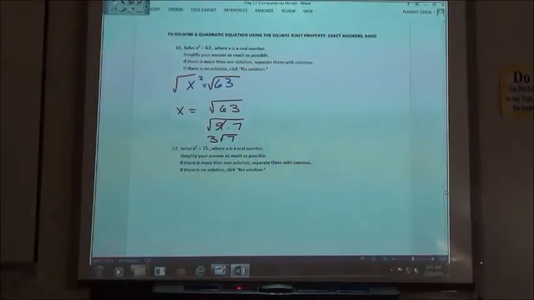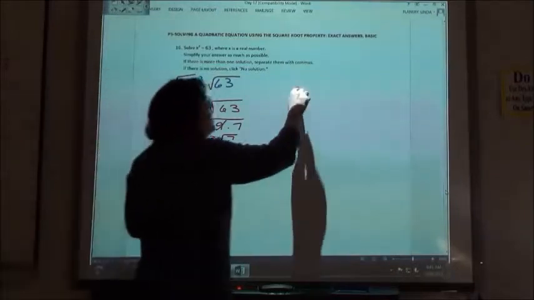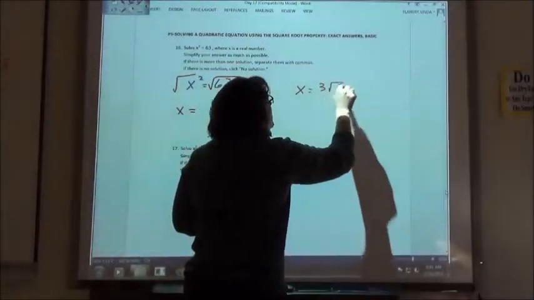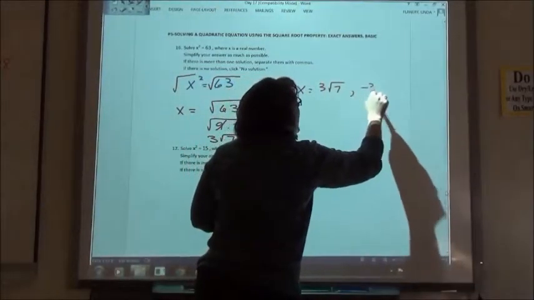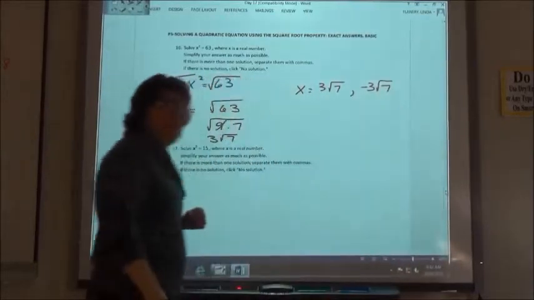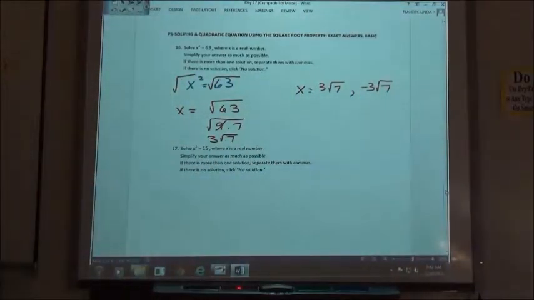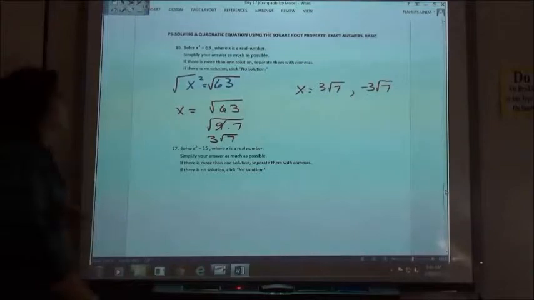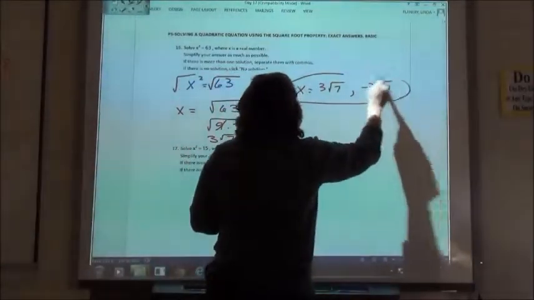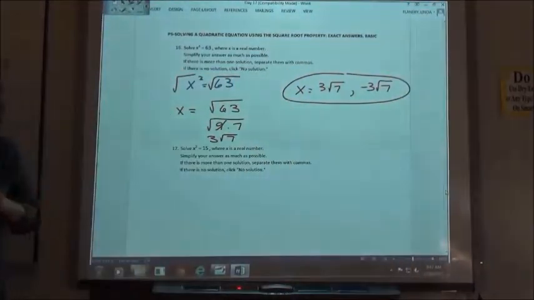However, what they want you to know is you're not only going to get one answer, you're going to get a second answer. Because when I square a negative, it becomes positive. Not only is my answer going to be 3 square root of 7, I'm also going to have an answer of negative 3 square root of 7. Because a negative times a negative is going to change that to a positive. So that's why it says if there's more than one answer, separate them with commas.